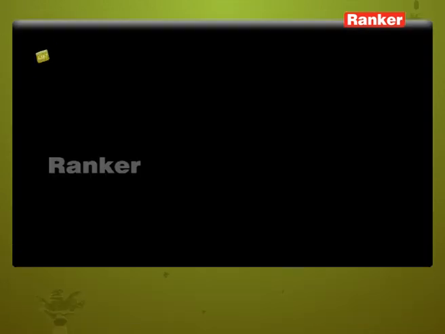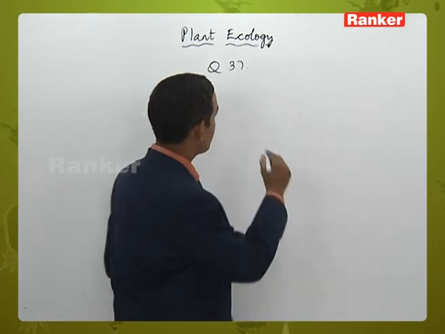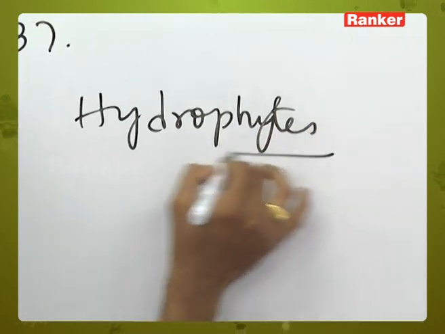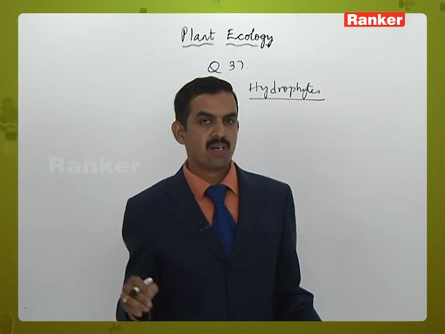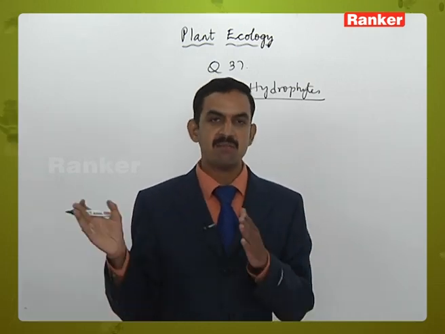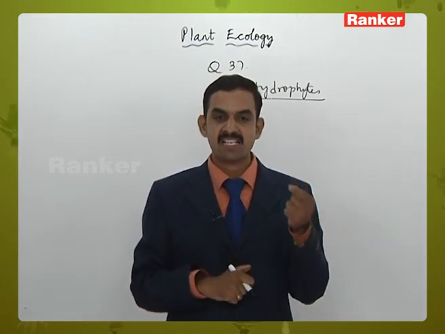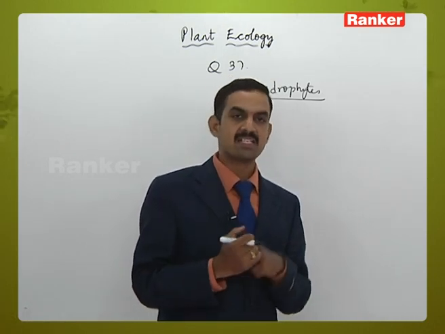Question number 37, in hydrophytes the mechanical tissues and xylem are: 1. Highly developed, 2. Poorly developed, 3. Totally absent, 4. Found in stem parts only. Okay, here this is a question related to hydrophytes. Hydrophytes are the plants which are living in the water bodies, in which the plant body is not stiff or it can move in any direction based on the water movement, and that is the reason why the mechanical tissue is poorly developed. The second one is xylem.